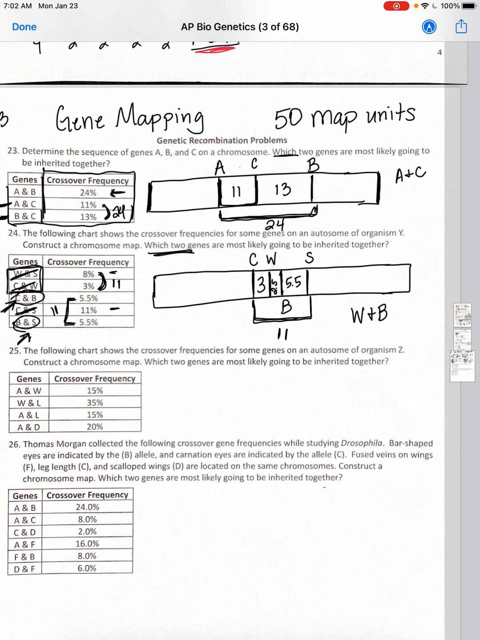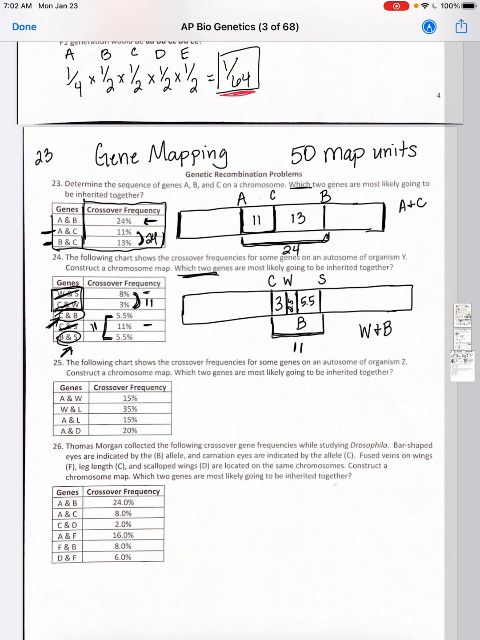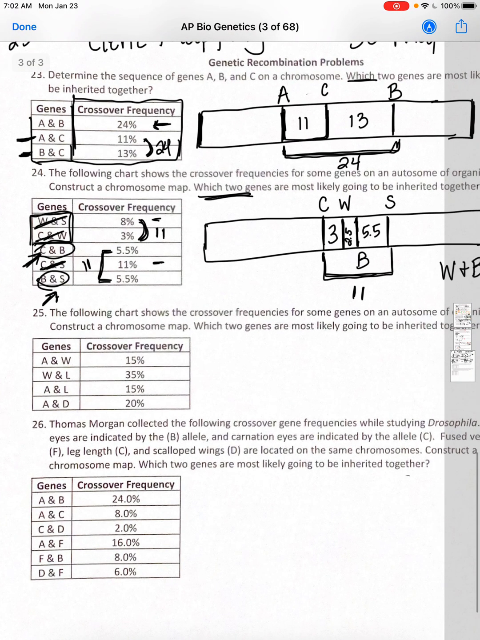Okay, so before you pause the video and try 25 and 26, I want you to look at 25 real fast, because I've already worked through these. And I think they've made an error on number 25 because I couldn't get the numbers to work otherwise. I think that W and L are actually supposed to be 30%. Okay, so go ahead and change that.